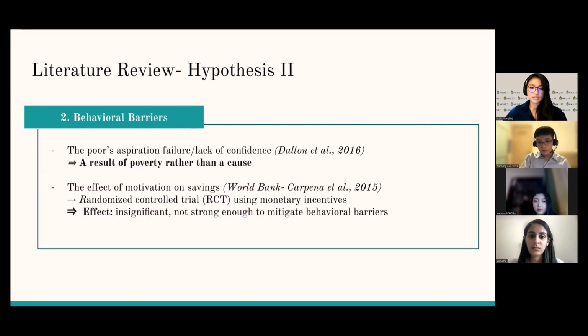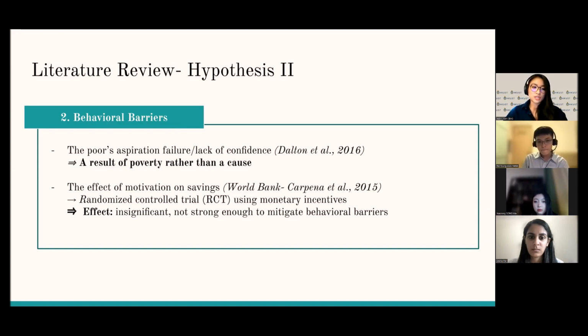Regarding the second hypothesis, Dalton et al. argue that the poor indeed have a tendency to fail to aspire, meaning they have a lower level of confidence in their abilities to achieve goals. However, they point out that this is actually a result of poverty rather than a cause of it.